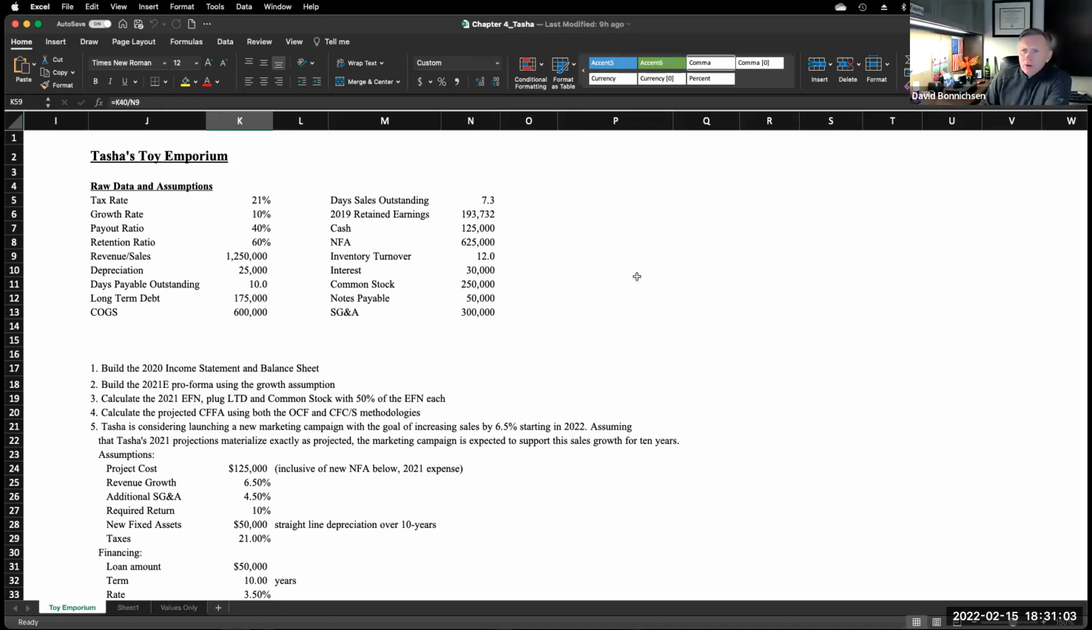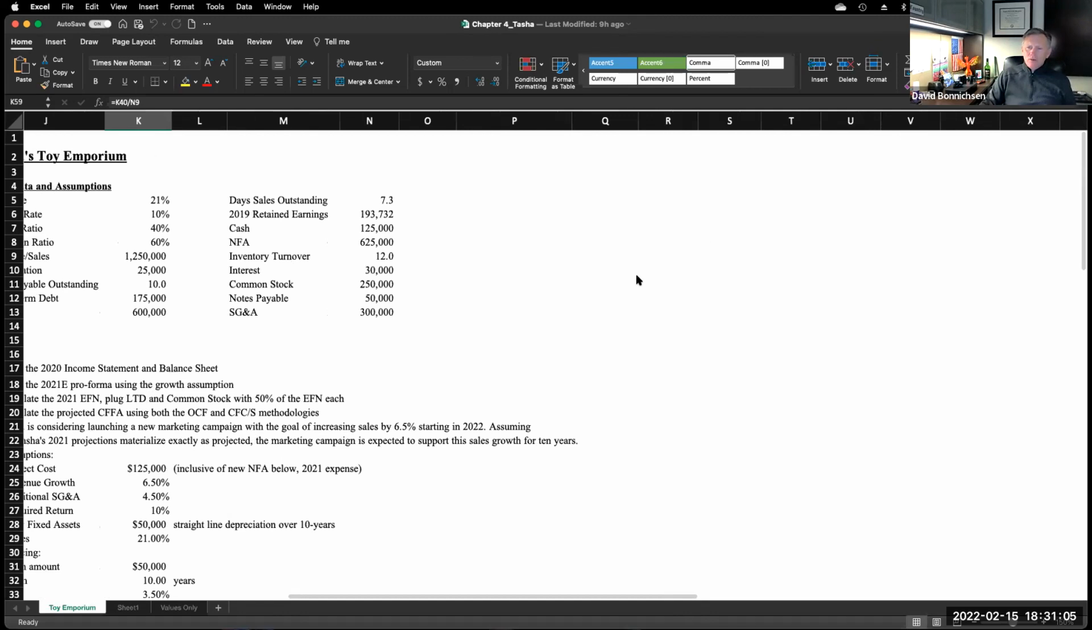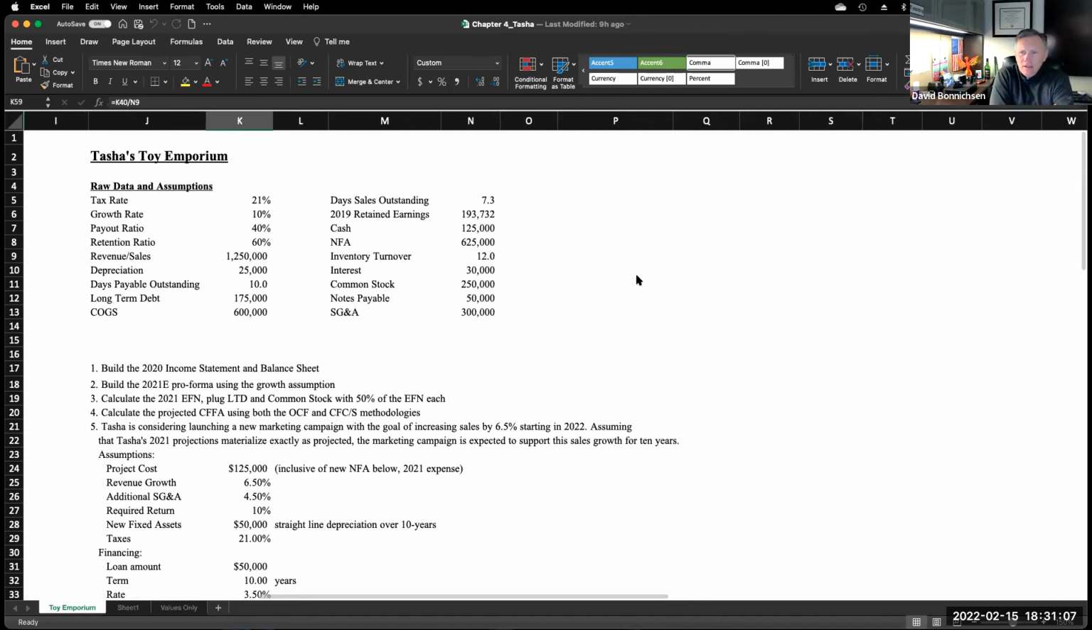Before we get into the midterm, tonight we're just going to be dealing with using Excel to solve the problems at hand. What you have pushed through with questions 1 through 4 on Tasha is pretty much exactly what you're going to see on the midterm.